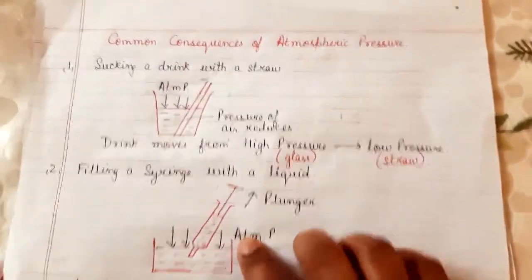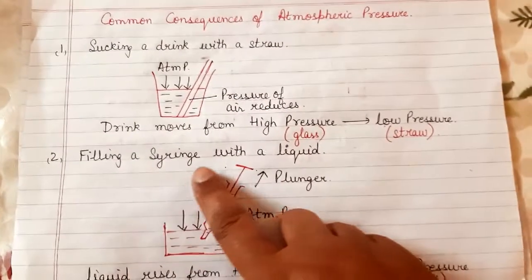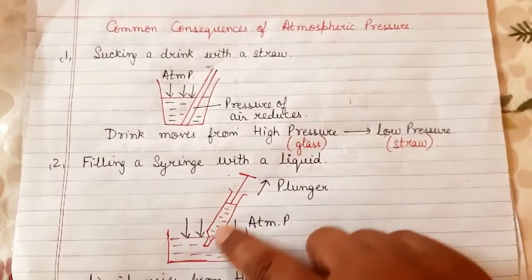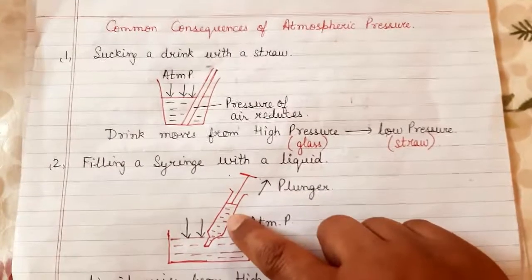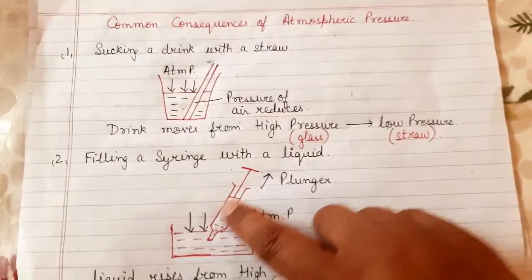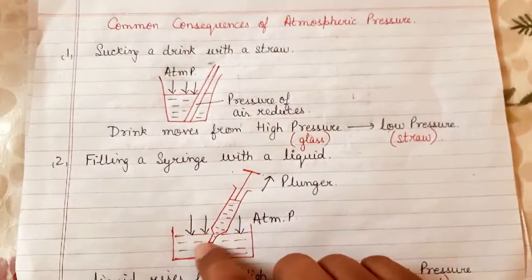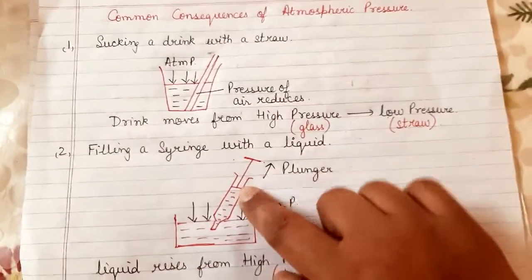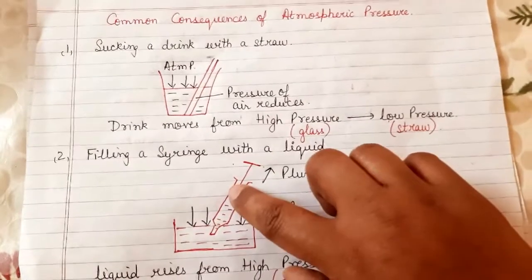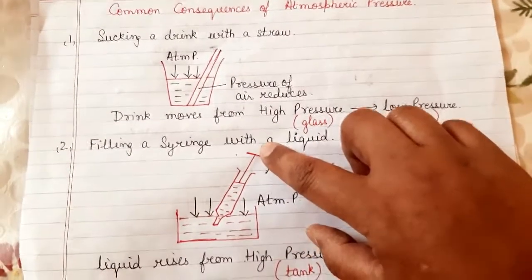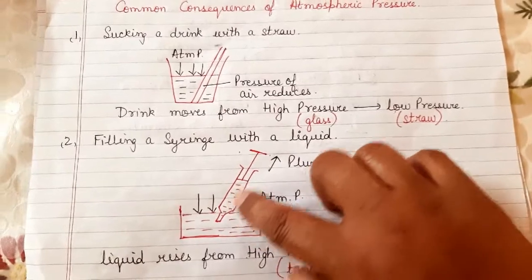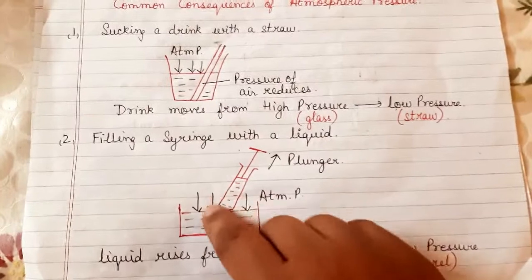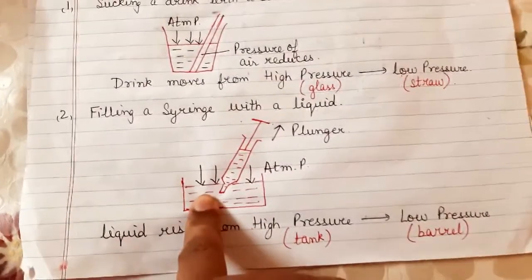Now let us look at the second example here. This is filling up of a syringe with a liquid. Here I have drawn a syringe, which has a barrel and a plunger. Initially this syringe is dipped into a vessel containing a liquid. Now what I do here is I pull up the plunger. When I pull up the plunger, a low pressure is created inside the barrel, and you can see that the atmospheric pressure is acting on this particular liquid.